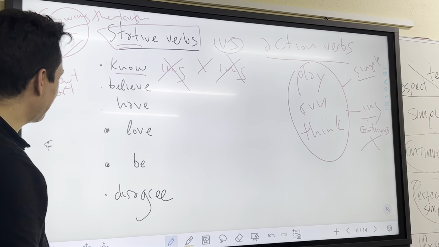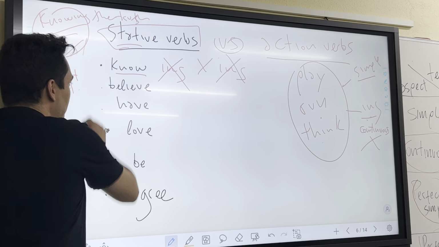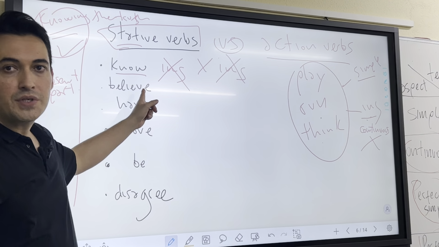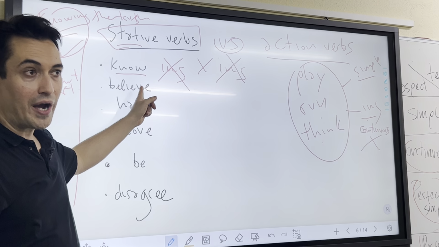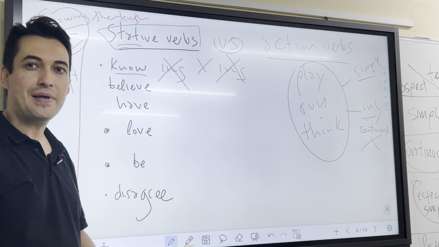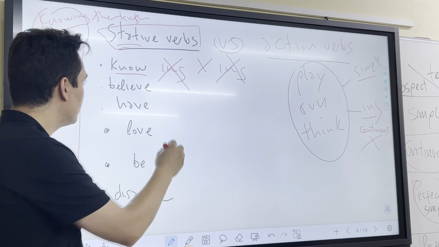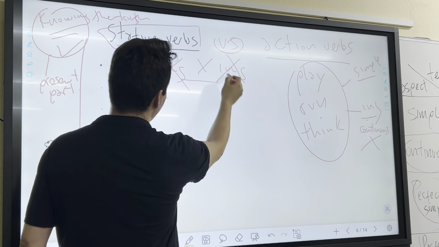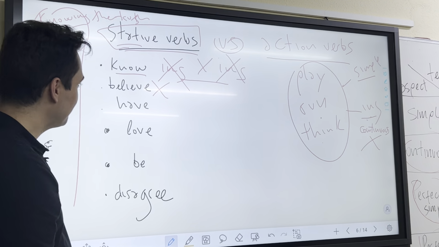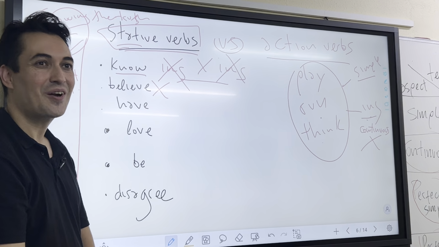Present participles. So, but do you believe in God? Yes, I believe, or no, I don't believe. Can you say I'm believing? I'm believing in God. No. No ing for stative verbs.